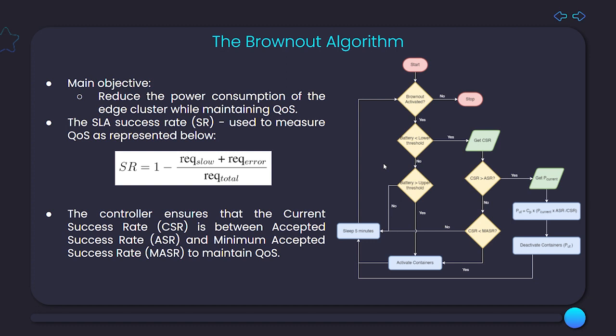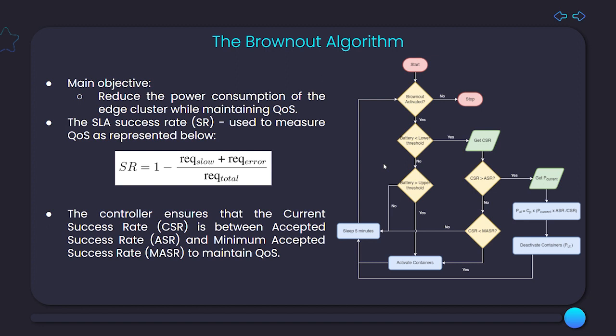Basically, a threshold power is calculated such that the application success rate will be within the acceptable success rate and minimum acceptable success rate. In the equation calculating the upper threshold, the CP value is a constant value that depends on the container deactivation policy. Lower values of the constant CP are optimal.